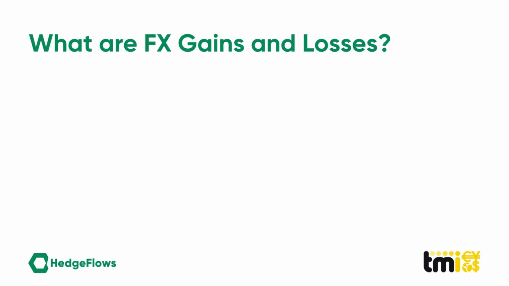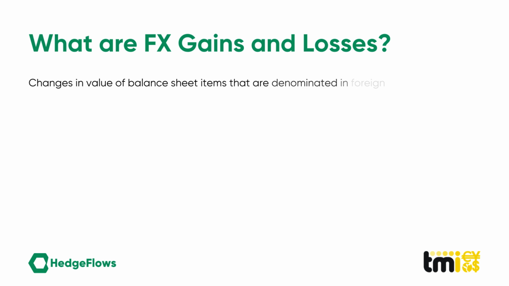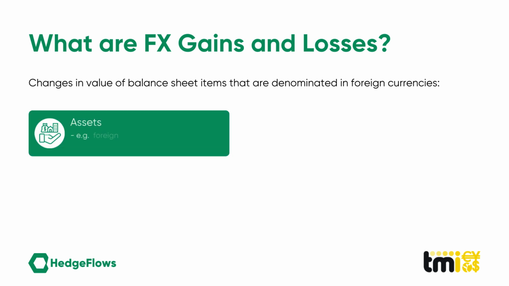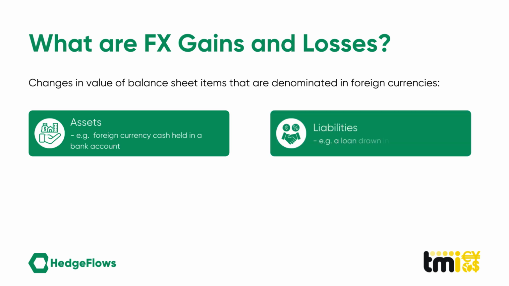In the realm of international business, FX gains and losses are a common yet often misunderstood phenomenon. FX gains and losses arise due to changes in value of balance sheet items that are denominated in foreign currencies. Exchange rates between different currencies move all the time and can affect the value of any item that has to be accounted for at its real value in one's home currency. Such items can be assets, such as foreign currency cash held on a bank account, or liabilities, such as a loan drawn in a foreign currency.